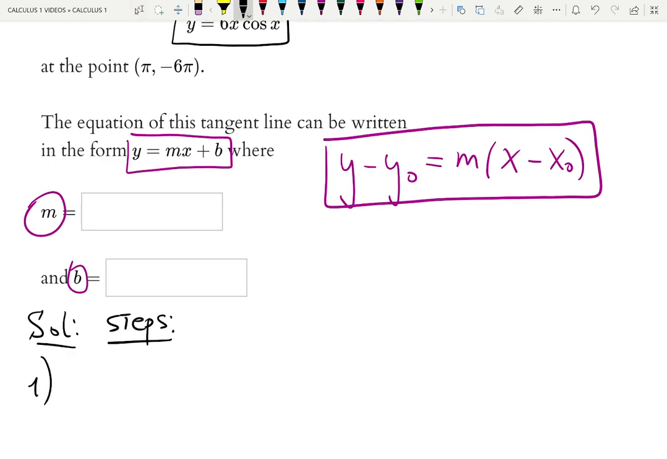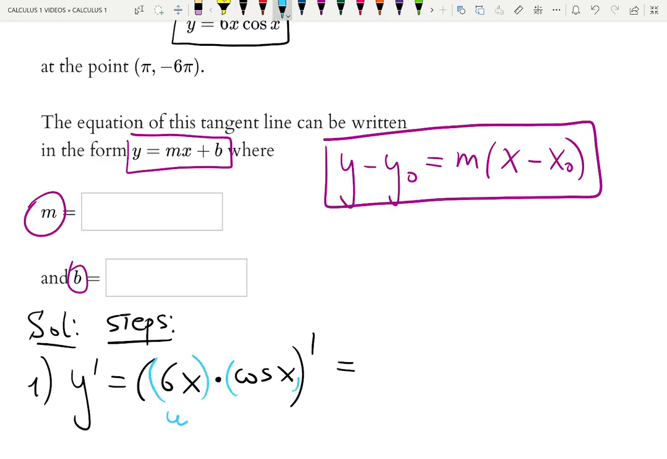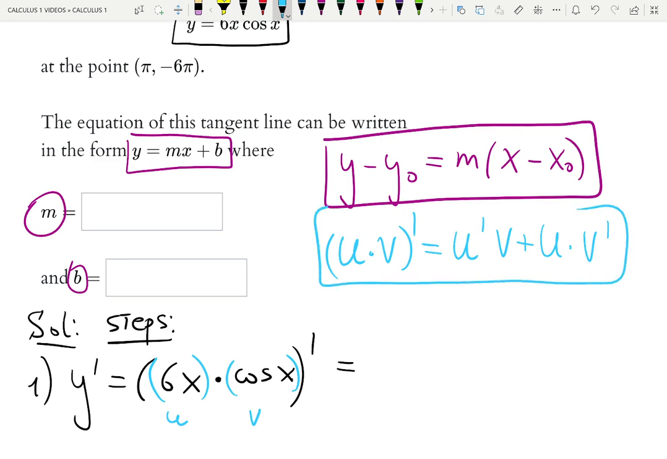Step 1, let's find y prime. Y prime means I want to differentiate 6x that is multiplied by cosine x. Since we have a product of two functions, we will have to use the product rule. I like to teach it through the u times v shape. Every instructor teaches differently, but the idea is the same. U prime v plus u v prime. So derivative not derivative plus derivative not derivative.